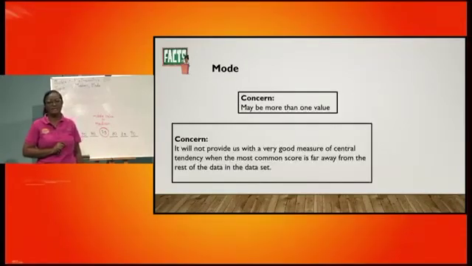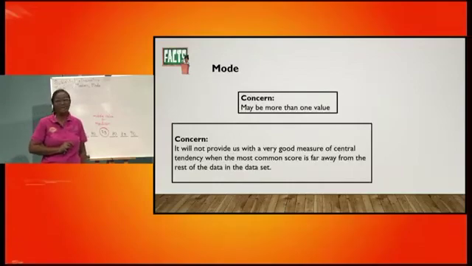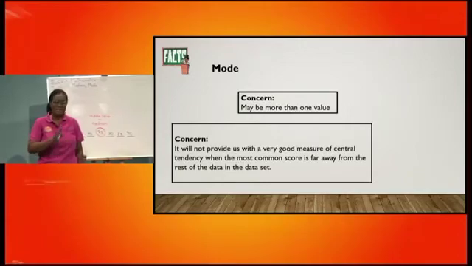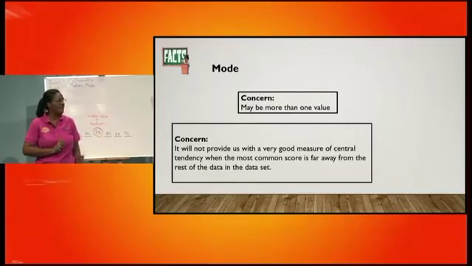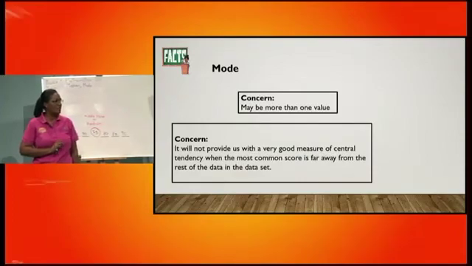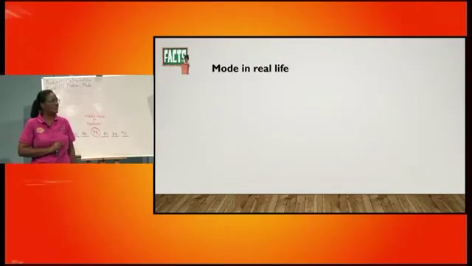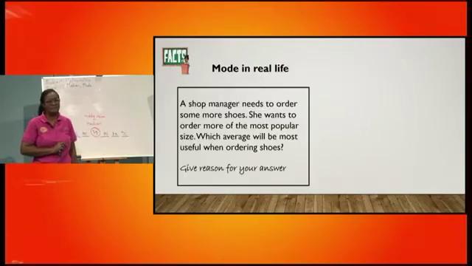However, there are some concerns. One is that you may have more than one value, and another concern is that it may not provide a very good measure of central, meaning in the middle, value when the most common score is far away from the rest of the data set. So it has its advantages. It can be used for some things where the others cannot be used. But on the other hand, it might be off the center. All right? So let us look at mode in real life.